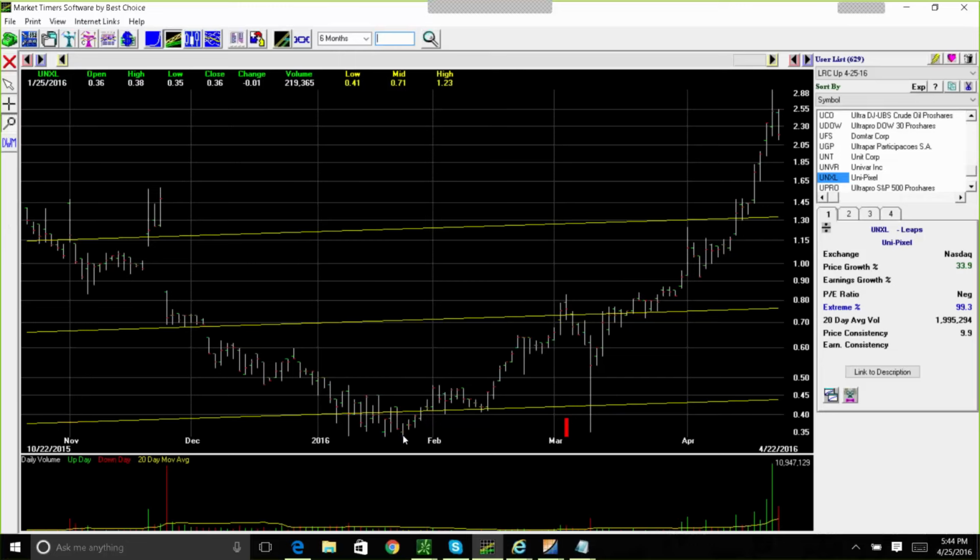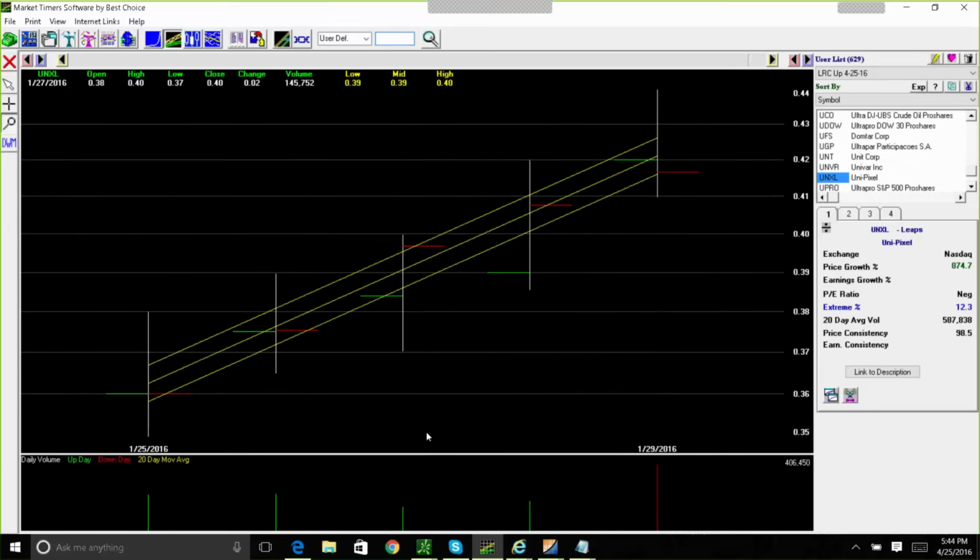So again, what we're trying to find is we're trying to find it early. So again, after this big down move here, you got in again. So you probably have an opportunity after this kind of candle to get in. But let's just see what it did after the swing lows down here. So again, if I just look at the first 5 or 6 days there, there's the first 5 days, and you can see after 5 days, the annualized growth rate was 874. Price consistency was very high, 98.